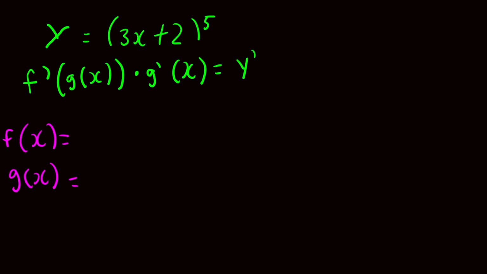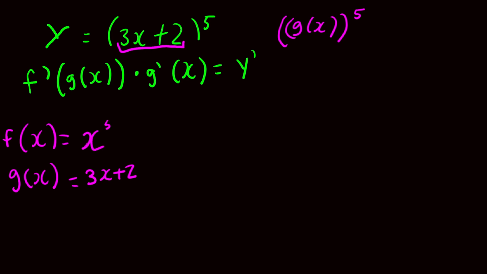Let's start with g of x because that's a little bit easier to see. g of x is the inner function. The inner function is 3x plus 2. Now, f of x is the outer function, right? So if we replace 3x plus 2, so if this is g of x to the fifth, then f of x would be the outer function, which is just x to the fifth. Okay?